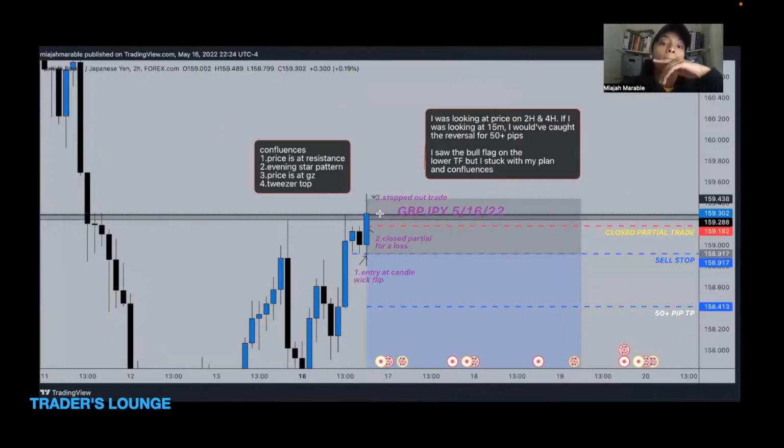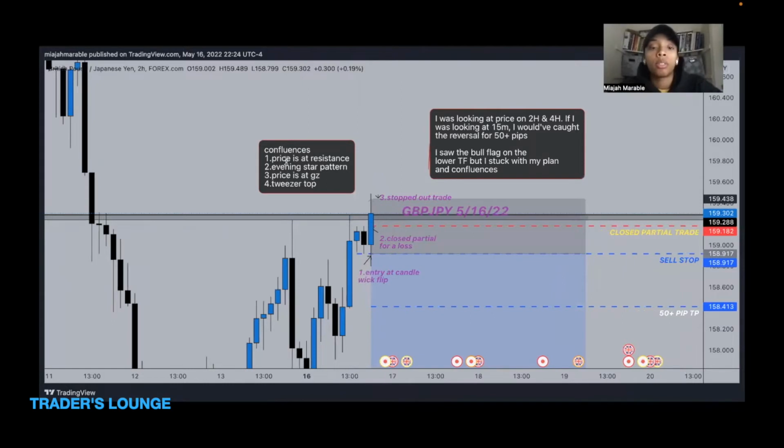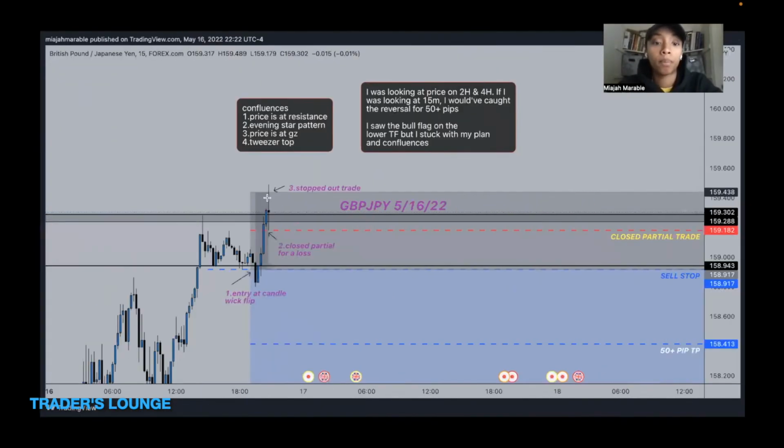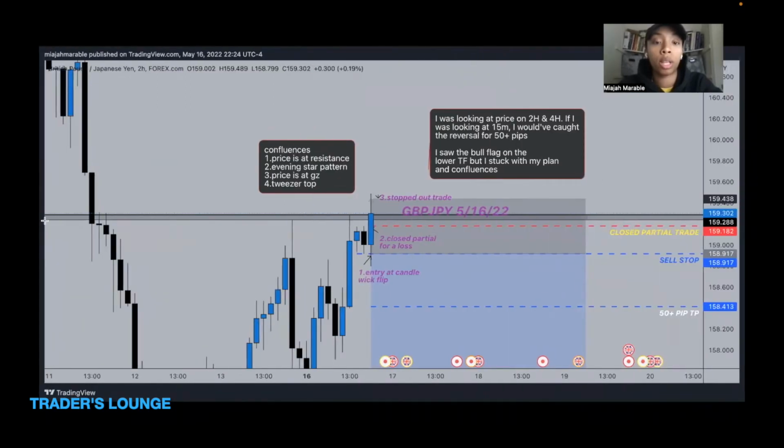These are my confluences. I need to put these up here so you guys can see what my reasoning was as to why I got into the trade. My number 1 confluence was that price is at a resistance, which you can clearly see right here. Price is at a resistance area. Even if you go further to the left, you can see it. An evening star pattern was forming, price was at the golden zone, and there was a tweezer top. So this was my evening star pattern.